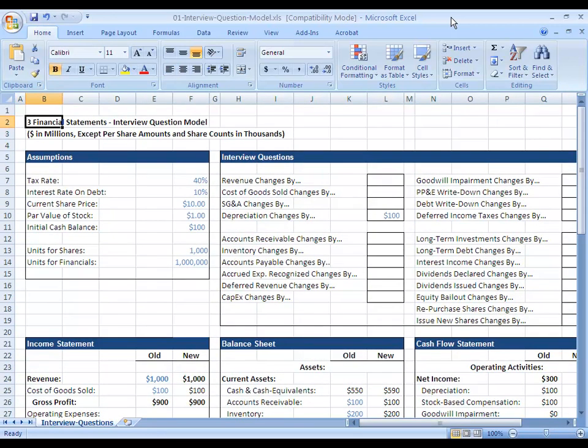So that's an overview of how depreciation changes are reflected on the three financial statements.